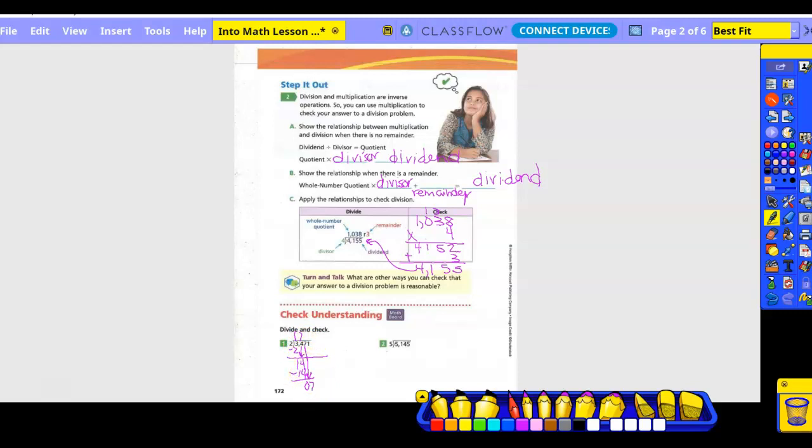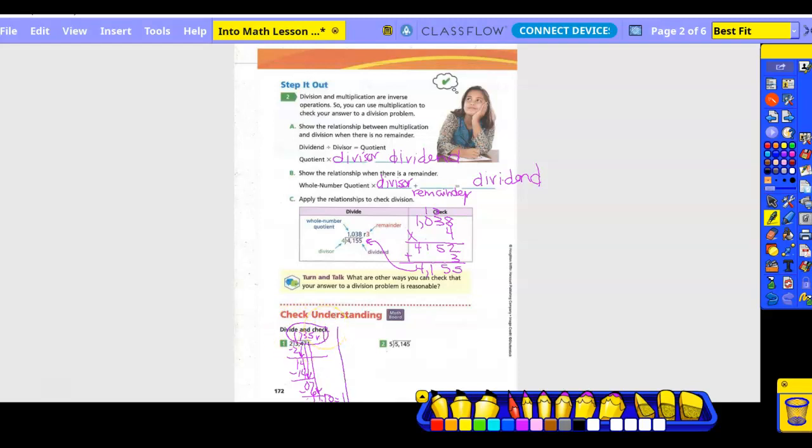How many times does 2 go into 7? 3 times. 3 times 2 is 6. One left over. Bring down our 1. How many times does 2 go into 11? 5 times. 5 times 2 is 10. And I don't have room to write that there, guys. So what does that equal? 1. So 1,735 remainder 1.